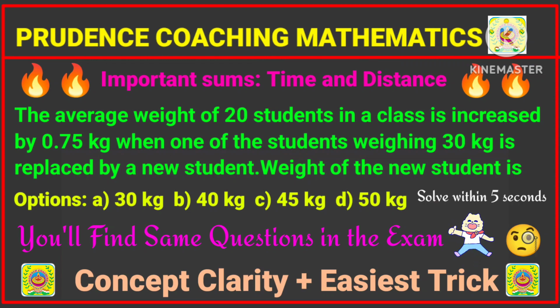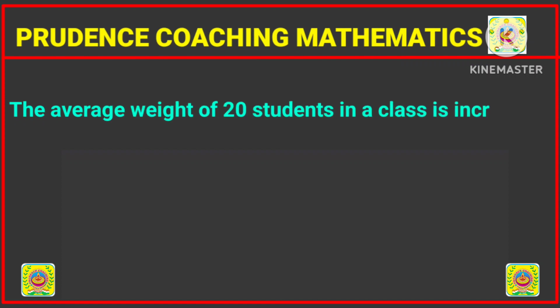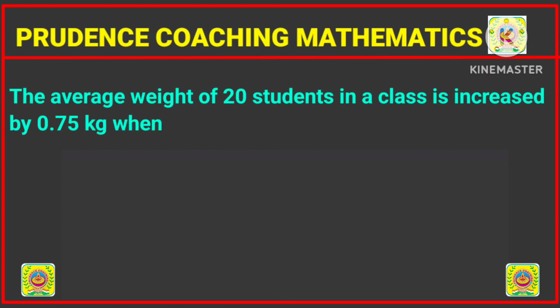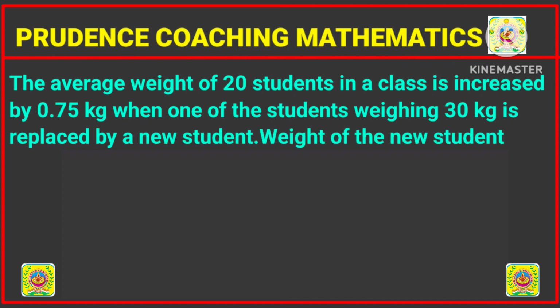But before that, you have to understand the question and you have to watch the full video. So let's start with the question. The average weight of 20 students in a class is increased by 0.75 kg when one of the students weighing 30 kg is replaced by a new student. You need to find the weight of the new student in kg.